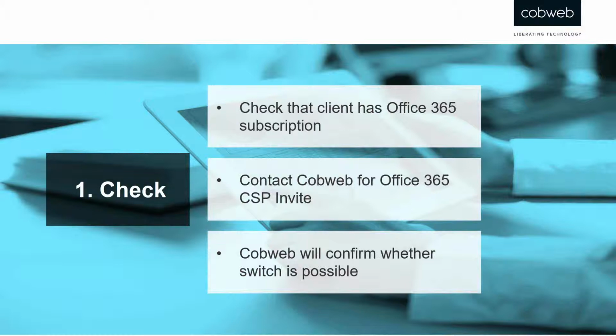The customer would then click on that link, and in most cases we'll be able to accept that invitation, at which point we can then see that tenant in 365. We've not changed any billing at this stage, we can just see them. What that enables us to do is have a look at their account, see what services they have, and confirm whether or not a simple switch is possible.